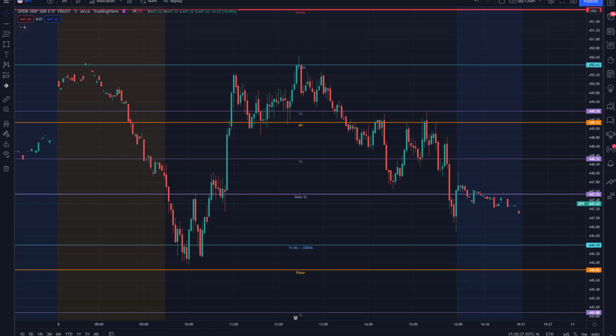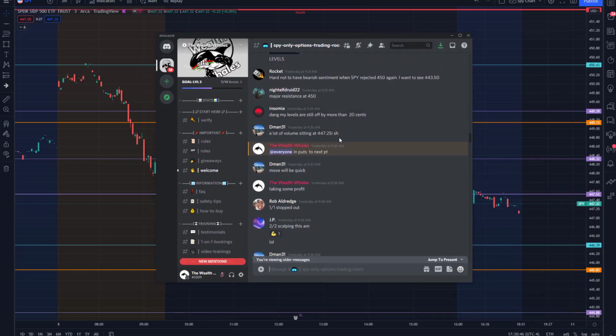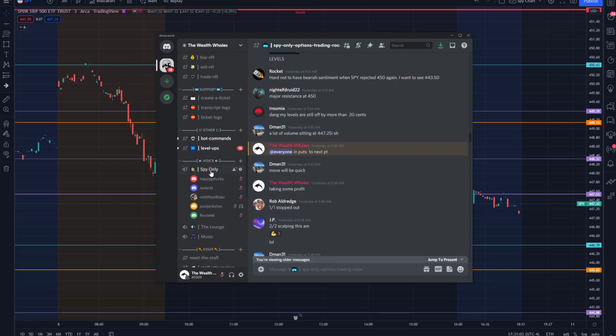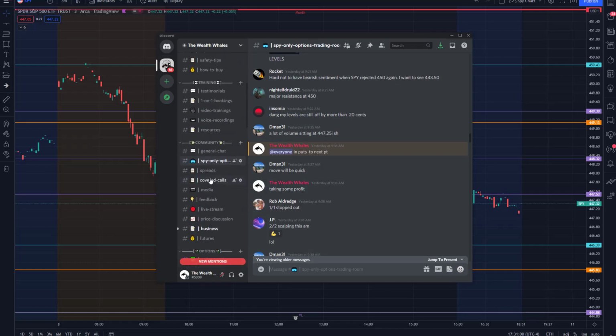But this trade here was made Friday, April 8th. And you know what? Let me bring up the Discord here, so that you guys can see, the call out was made at 9:36 at the open, inputs to next PT. So, by the way, when you come into the Discord, make sure you verify yourself, click the rules, roles, all that cool stuff, and then scroll on down and jump into the SPY only room, and you can hear the live call out and training as we go.